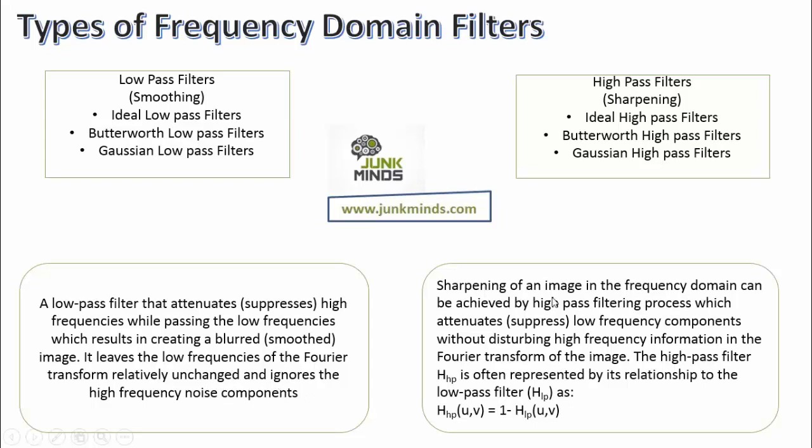Now sharpening of an image in the frequency domain can be achieved by the high pass filtering process, which suppresses low frequency and doesn't disturb the high frequency, which is the reverse of smoothing. The high pass filter is given by H_HP and the low pass filter is given by H_LP. For a particular point, the high pass filter, H_HP(u,v), can be given by 1 minus H_LP(u,v).